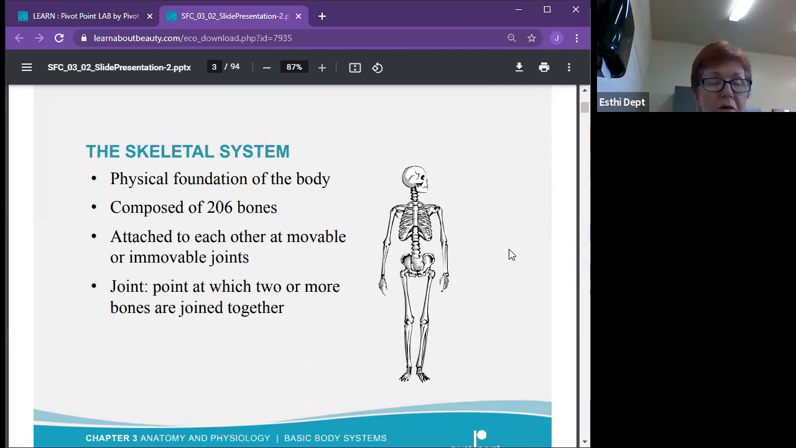Okay. You're also going to go into osteology, which is the study of bones. Something like osteoporosis. You can think of bad bones. Help you to remember it.